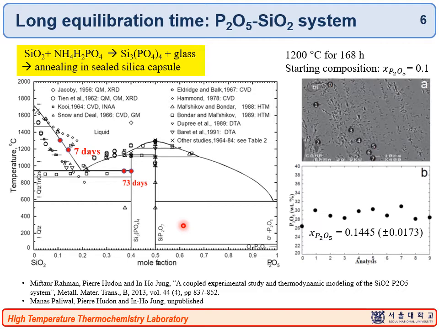For example, the sample shown here is SiO2 and liquid. Here, small tiny tridymite and the glassy phase can be seen. And we could get a homogeneous sample like this only after 7 days at 1200 degrees Celsius. As you can see, the composition at various points in the glass is almost the same, so we could confirm that this sample is reasonably homogeneous and reached the equilibrium state. And the sample here, for example, at 950 degrees Celsius takes 73 days for the equilibration experiment.